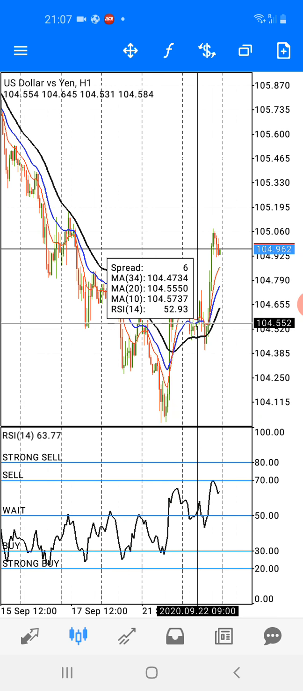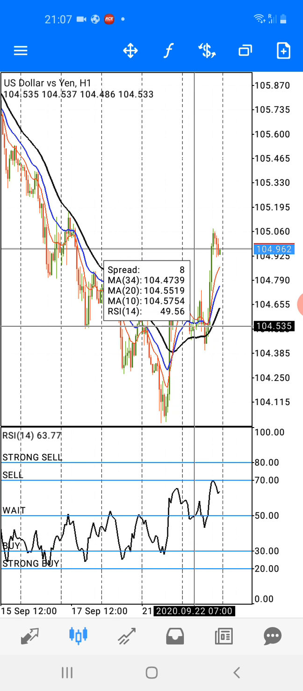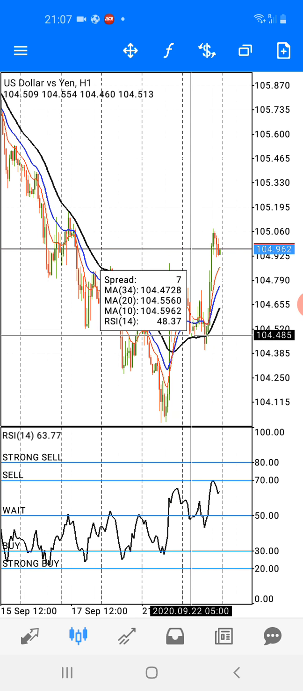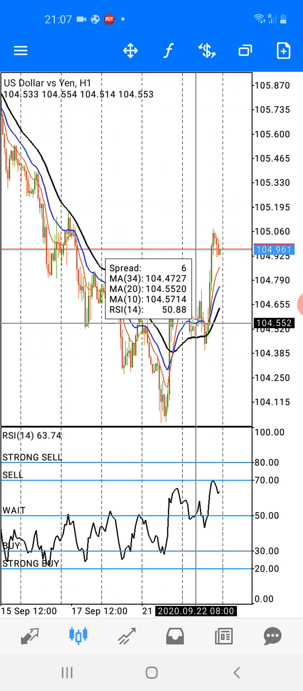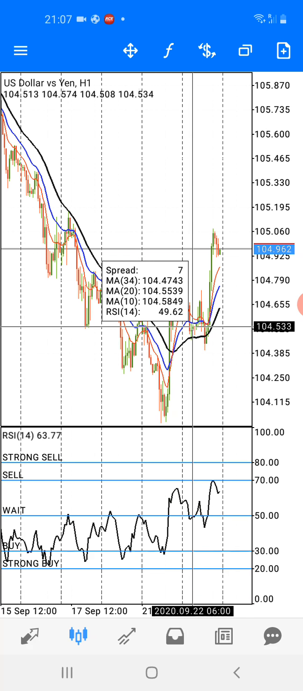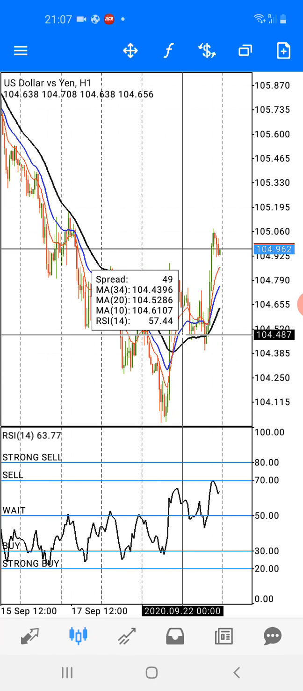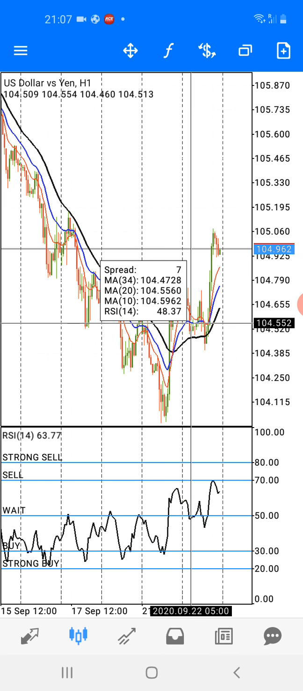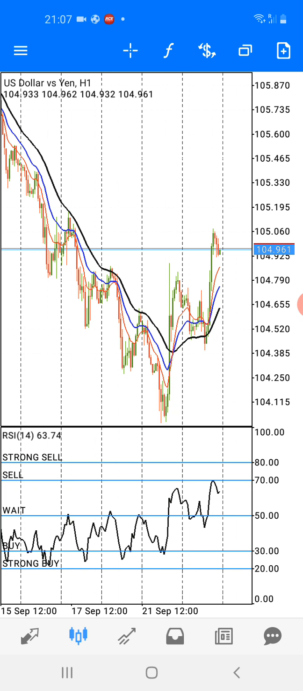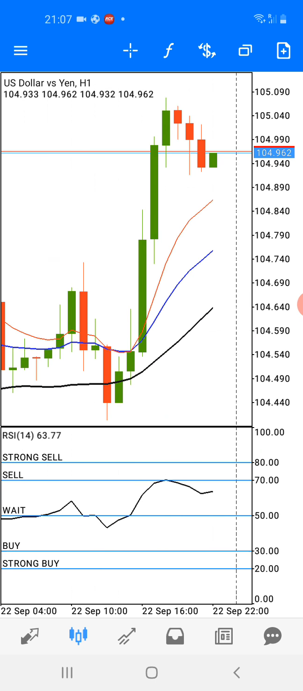When it retraced, the first thing I do is wait. Once it touches the 34 moving average, I wait for it to develop a bullish or bearish engulfing candle, in the case of downtrend or uptrend, before I make my entry. As you can see here, let me widen the chart so that you can take a look at the engulfing candle which I'm talking about.